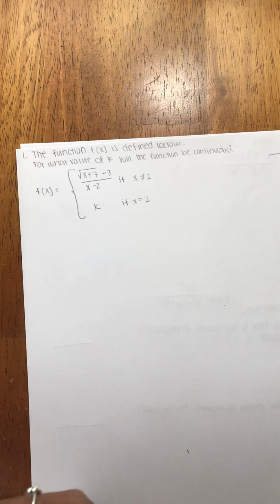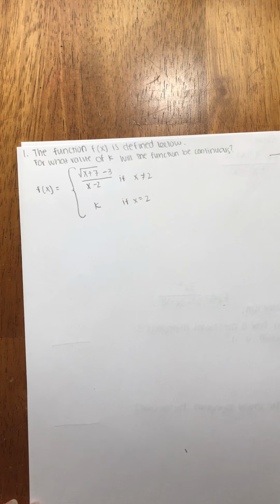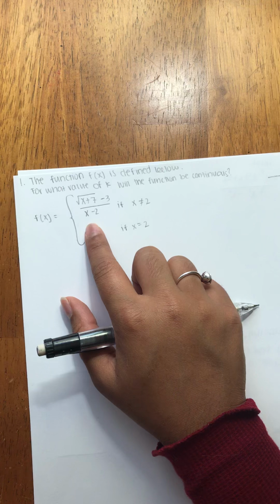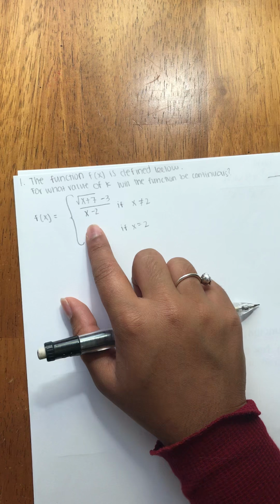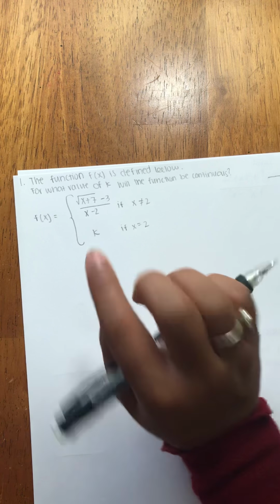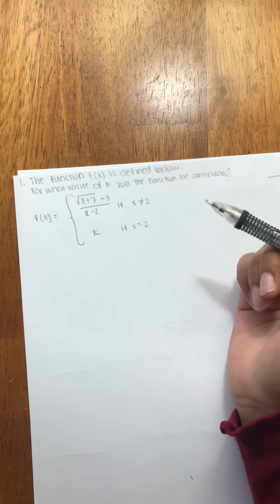So for it to be continuous, we want it all to be connected. So for that to happen, we have to find a value. We have to basically plug into this equation and get a value for k. But in order to do that, we have to multiply by the conjugate, because right now if we plug in 2, it would be undefined. So let's try multiplying by the conjugate.